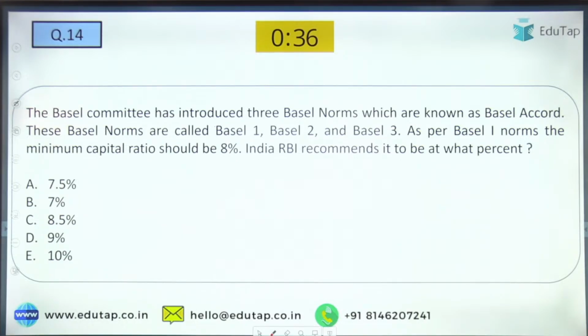So question number 14. Yes, Gopal, very good. Gopal had given the correct answer. Nile had also given the correct answer. Very good. So tell me about question number 14.